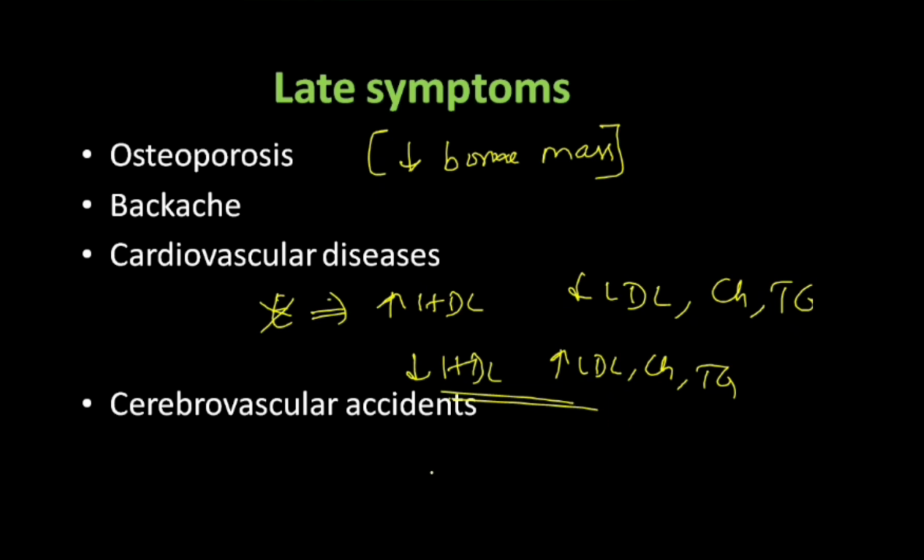Coming on to skin, what happens in skin is the collagen content will be reduced. Because of reduced collagen, they can have wrinkles. What are the investigations that have to be done in these women?